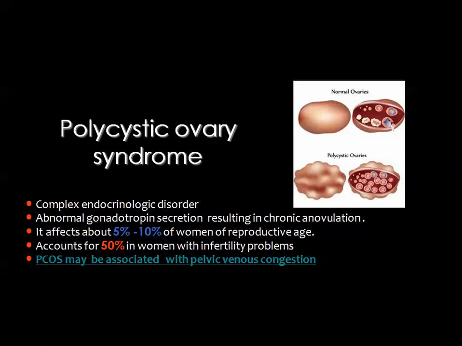Then the polycystic ovary syndrome is a disease which may result from abnormal gonadotropin secretions resulting in chronic anovulation. It affects about 5 to 10% of women in the reproductive age, and 50% of the patients may be infertile. Then the polycystic ovary syndrome can be associated with the pelvic venous congestion syndrome, which I will mention later on.